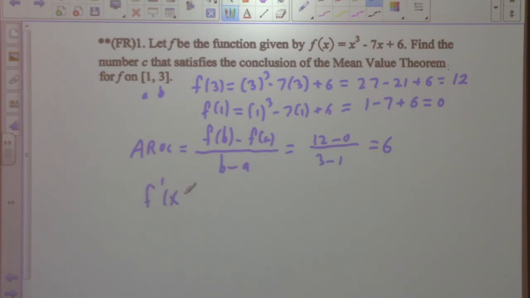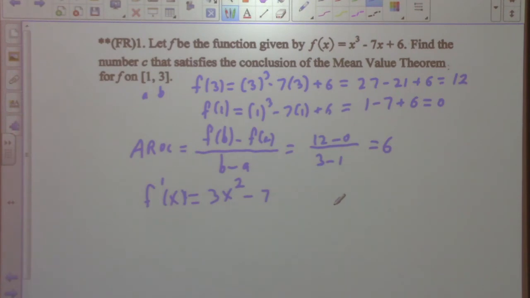f prime of x is gonna be 3x squared minus 7. Okay, now here we have, what are we going to do next with this thing? Trying to find where... Wouldn't you just make it equal to 6? Yeah. I could be wrong.